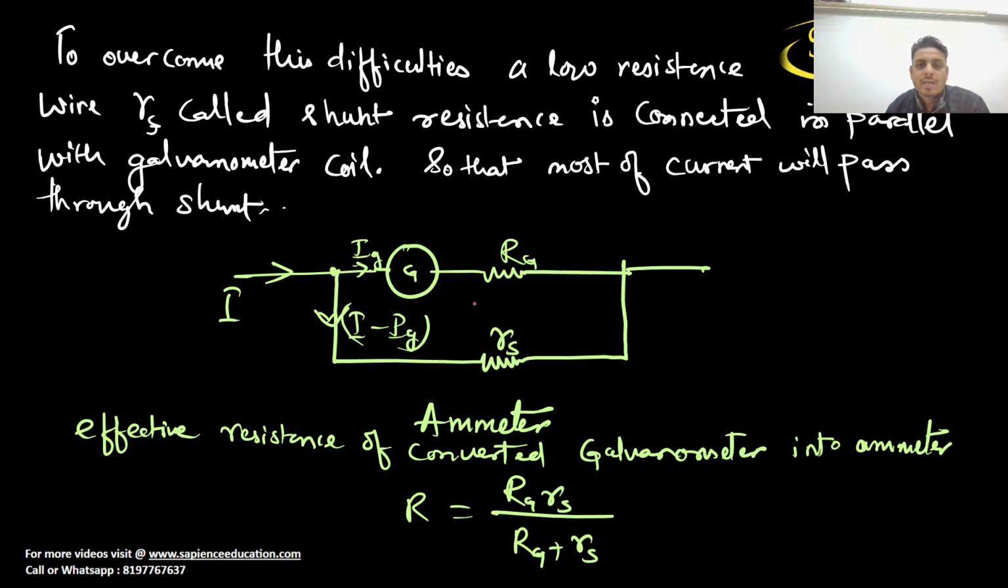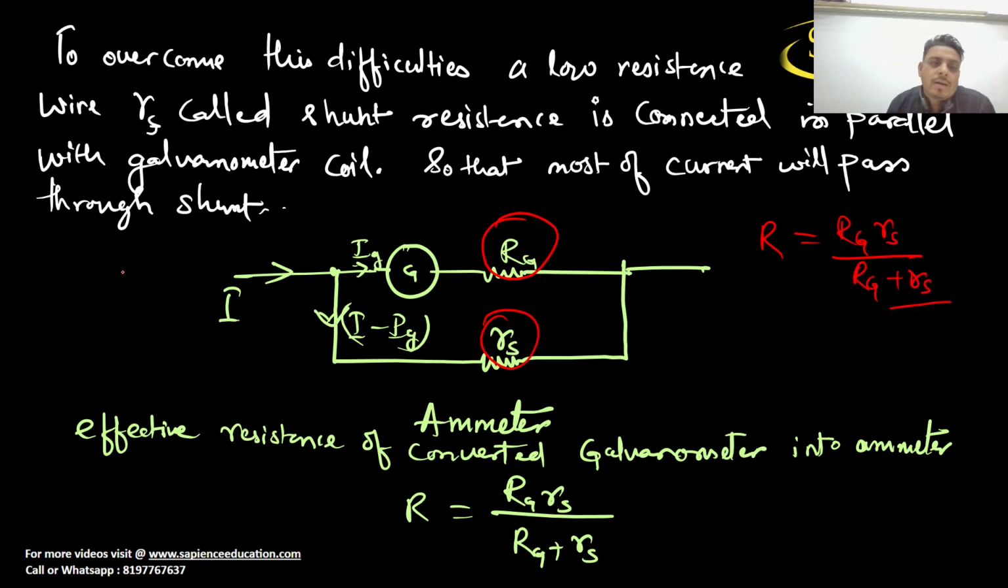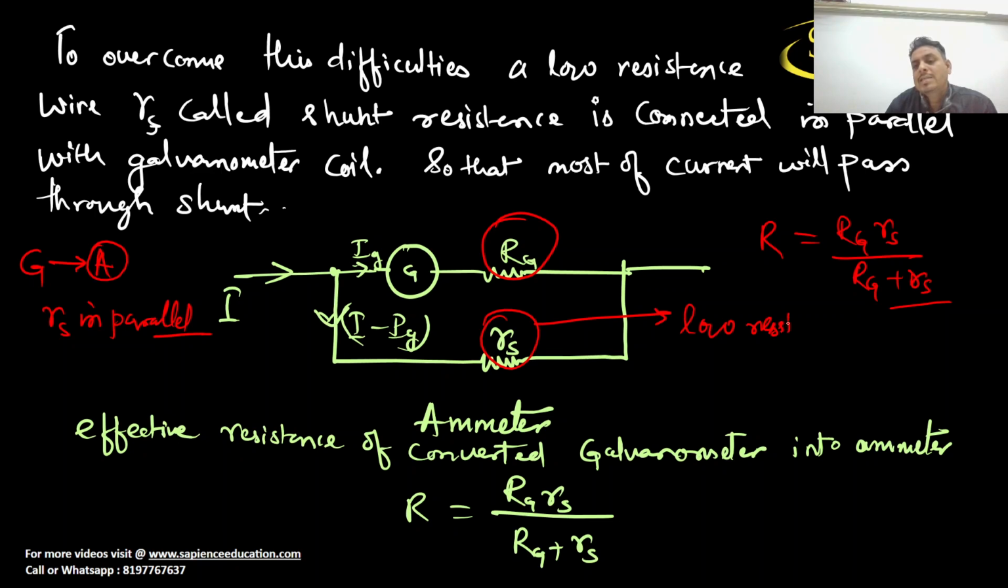So let us check it. See, Rg and Rs in parallel. So the net resistance will be Rg into Rs, the resistance of the galvanometer into the resistance of the shunt, divided by the resistance of the galvanometer plus the resistance of the shunt. So to convert a galvanometer to an ammeter, we use a shunt in parallel, and the shunt is of low resistance. Shunt means extra resistance we are adding, right? I hope you have understood this.